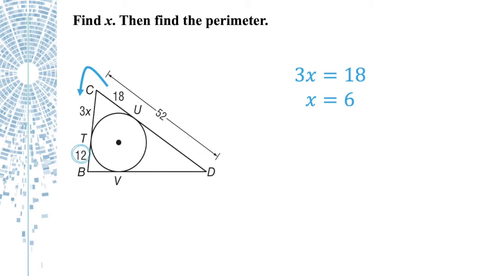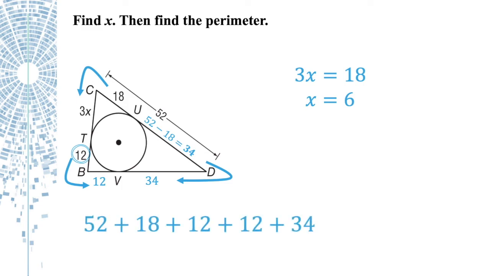So TB is 12, so, well, BV is also 12. Now, what do we do here? We need to find UD so that we can find DV. Well, to find UD, we can just take 52, the whole length of that side, minus 18, and we get 34. So if UD is 34, that means that DV is also 34. And again, we just add up the sides, and we get a perimeter of 128.